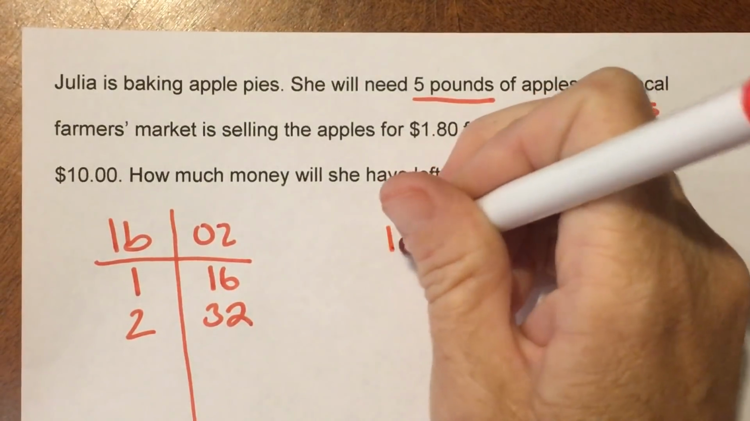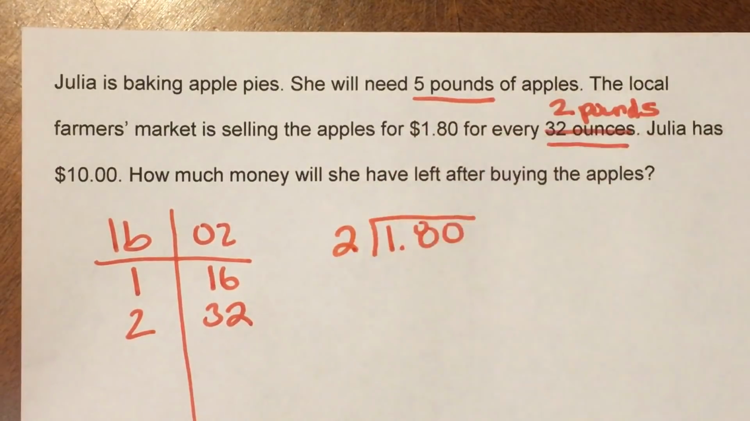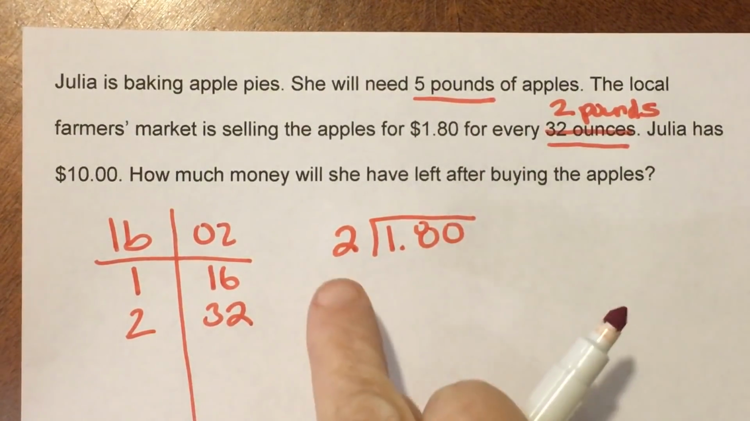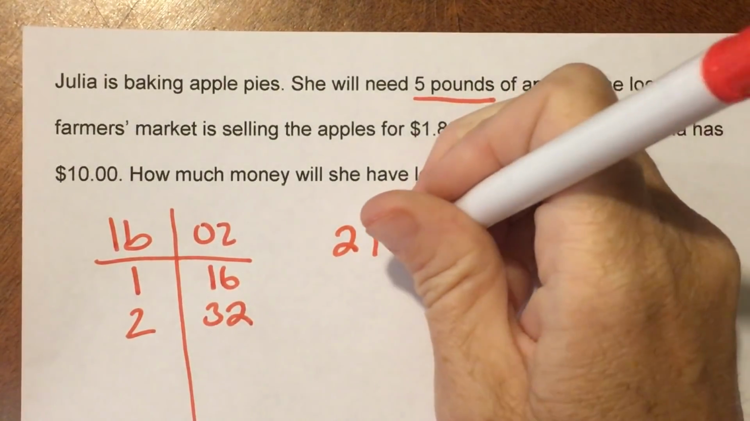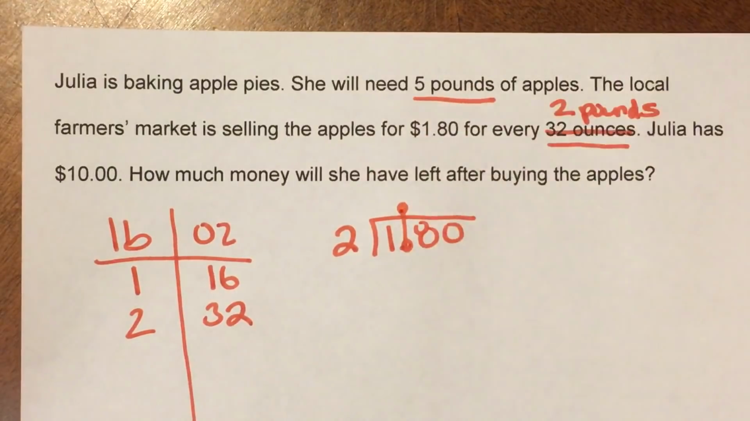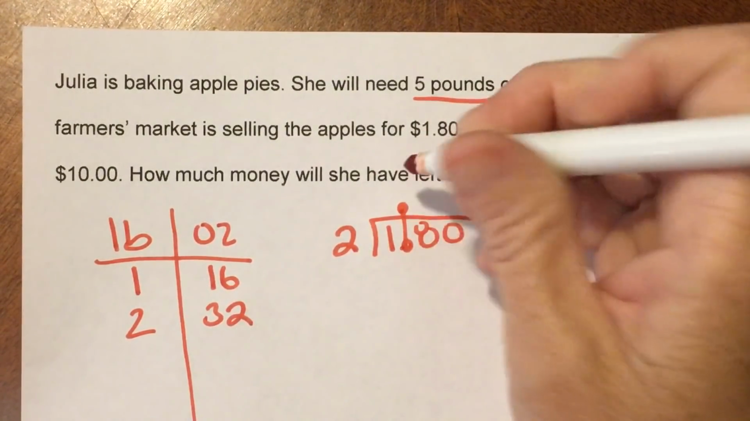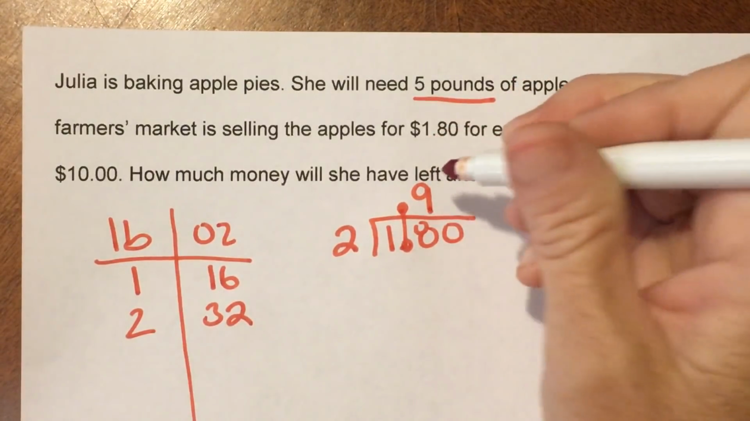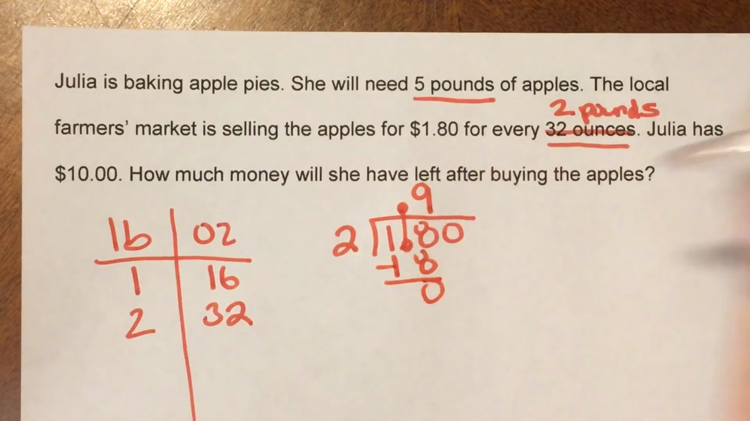Well, if $1.80 is for 2 pounds, I might do some division and figure out how much 1 pound costs. Okay, so when I divide decimals, since there's not a decimal out here, I'm going to leave this one alone and make my barbell. 2 cannot go into 1. 2 can go into 18 9 times. 9 times 2 is 18, 0.